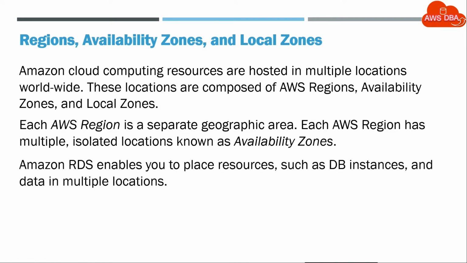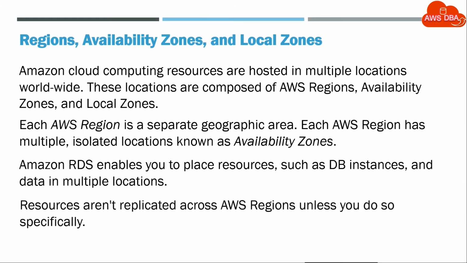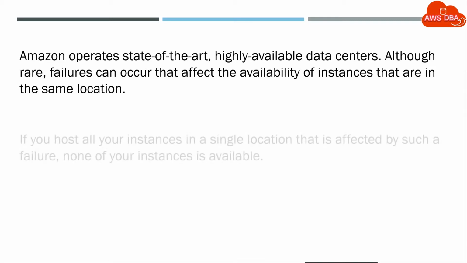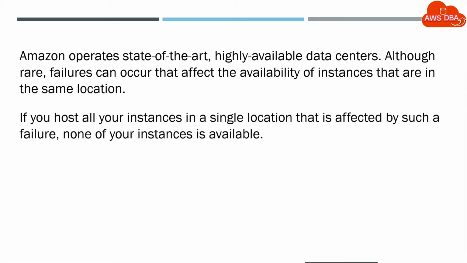Amazon RDS enables you to place resources, such as DB instances, and data in multiple locations. Resources aren't replicated across AWS regions, unless you do so specifically. Amazon operates state-of-the-art, highly available data centers. Although rare, failures can occur that affect the availability of instances that are in the same location. If you host all your instances in a single location that is affected by such a failure, none of your instances is available.